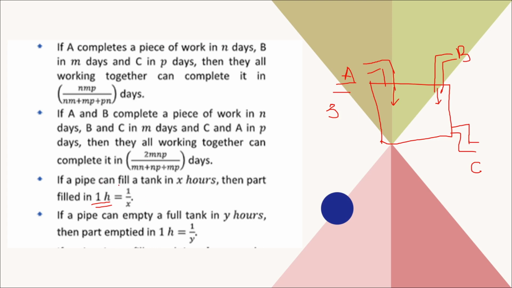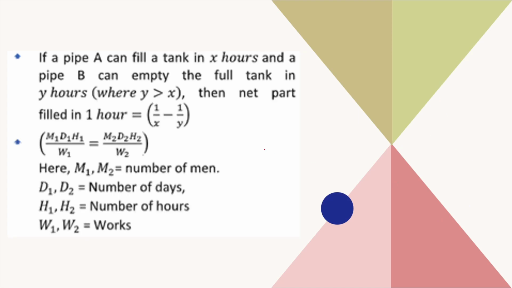Next thing, what are they saying over there? Emptying. One is filling the tank and the other one is emptying the full tank. How many hours are required? So suppose over here Y. So C takes Y hours to empty the tank. Then again, in 1 hour how much is going to be emptied? It will be 1 upon Y. Just inverse proportion. Clear? Okay. Next one, what is happening over here?